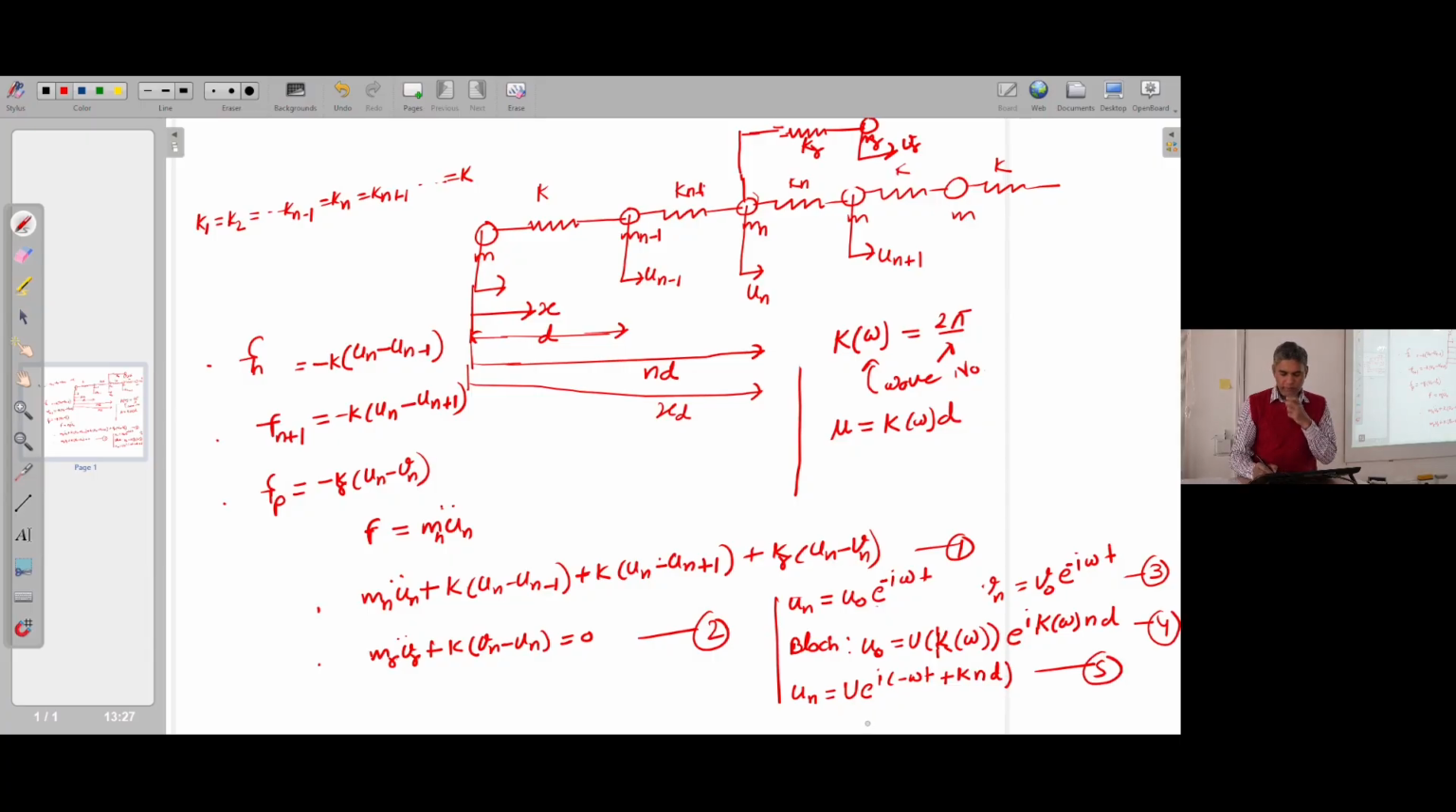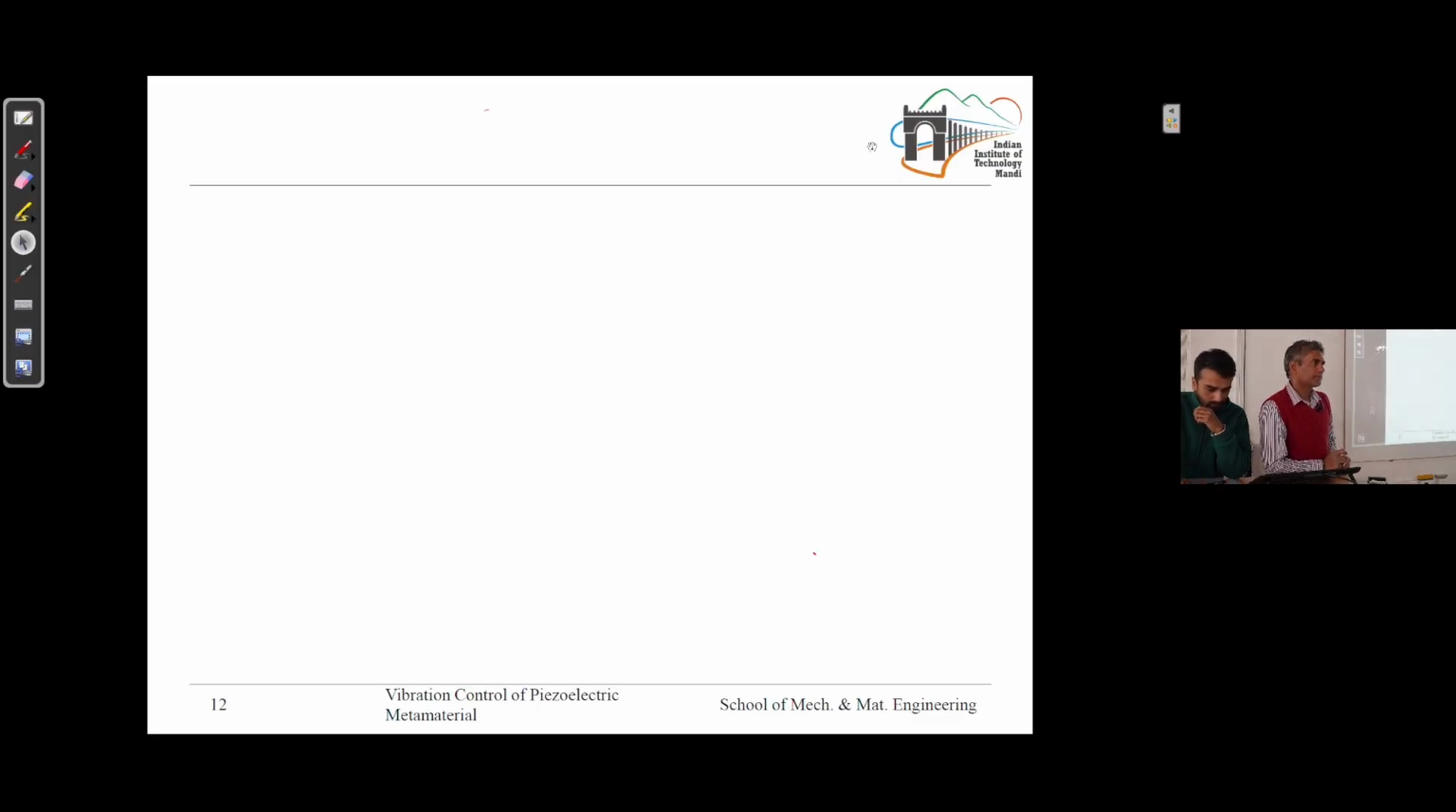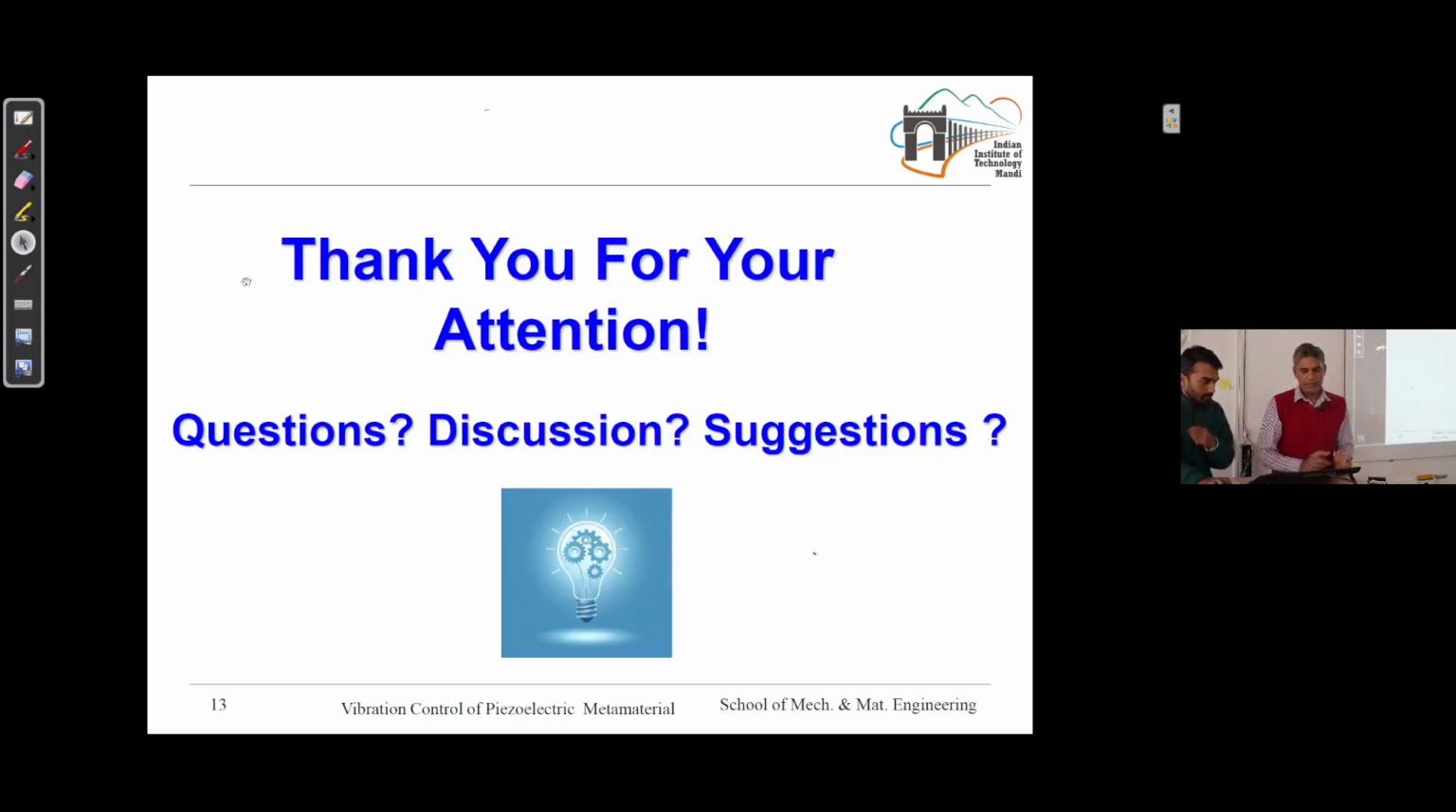Similarly, I can have the same form for the motion of the resonator. So Vn is equal to V naught e raised to power i minus omega t plus K n D. This is equation number 6, right? Yes. Is that clear now? From now onwards, you can see in my PPT. So these two equations should be remembered, that is, what Bloch has proposed and what the wave number is.